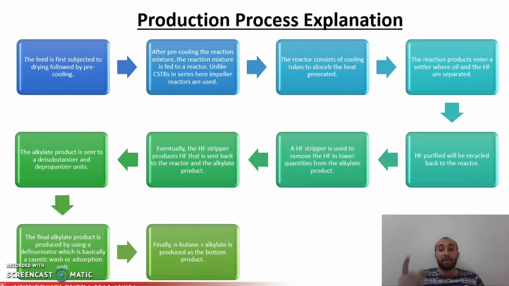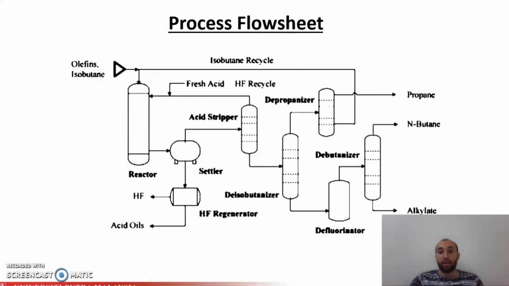The purified HF will be recycled back to the reactor, and then an HF stripper is used to remove the HF in lower quantities from the alkylate products. Eventually, the HF stripper produces HF that is sent back to the reactor, and the alkylate product. The alkylate product is sent to a deisobutanizer and the depropanizer unit. The final alkylate product is produced by using a defluorinator, which is basically a caustic wash or adsorption unit. Finally, the n-butane and alkylate are produced as the bottom product.